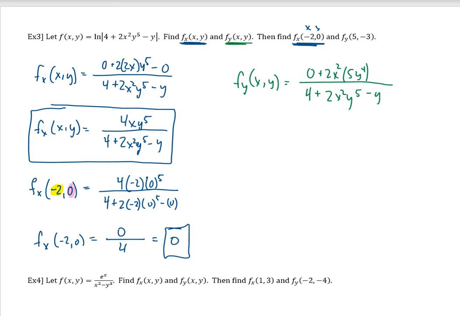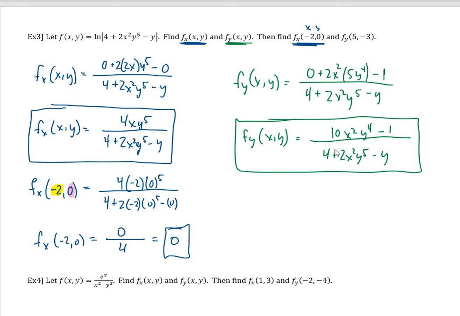And then the derivative of minus y would be minus 1. Okay, so I just went through it term by term, and now we just need to simplify. So we have our partial derivative with respect to y is equal to, okay, so it looks like this would simplify to be 10x squared y to the 4 minus 1 over 4 plus 2x squared y to the fifth minus y. All right, that's it. Okay, and then now our second step is to do the evaluation.